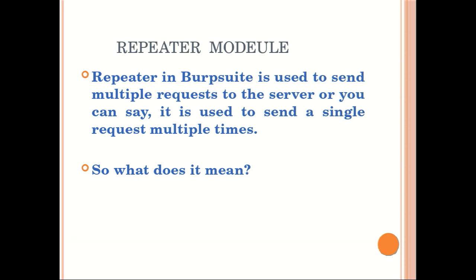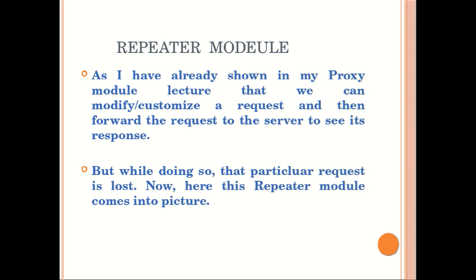So what does it mean? As I have already shown in my proxy module lecture, we can modify or customize a request and then forward the request to the server to see its response. But while doing so, that particular request is lost. Now, here this repeater module comes into the picture.